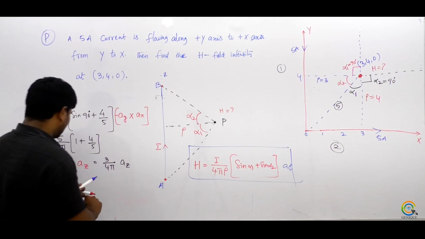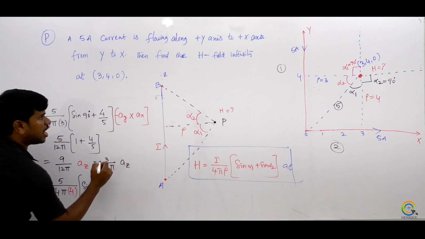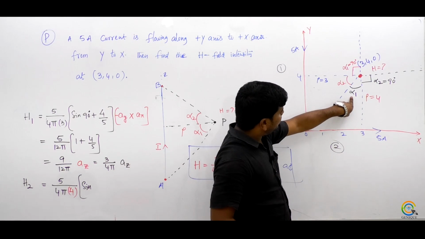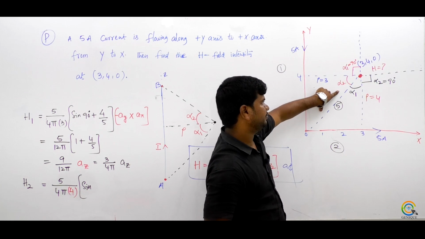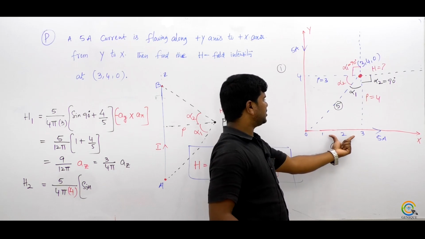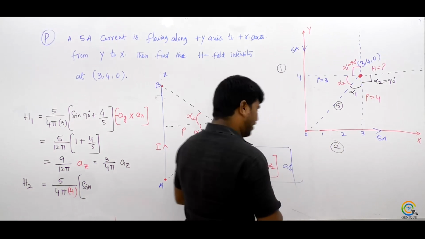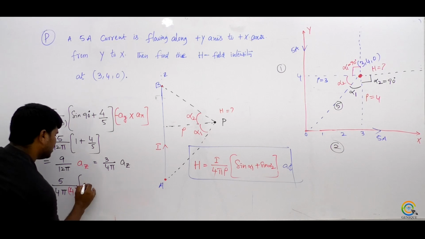Okay. So from this, I can write sine alpha 1. What is sine alpha 1? Sine alpha 1 is equal to opposite divided by the hypotenuse. What is this opposite? It is 3 divided by 5. Sine alpha 1 is 3 divided by 5.